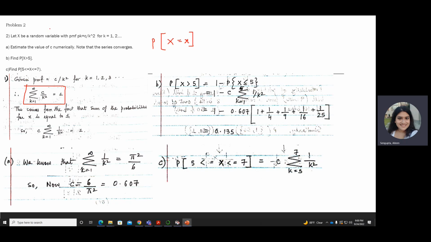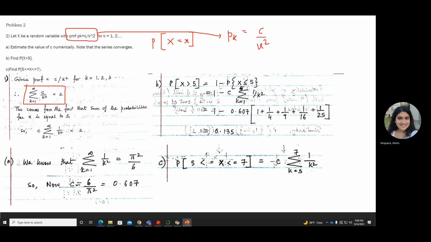What is the first problem though? The first problem is that PMF is given with some kind of distribution. So basically, what this means is P of K, okay? It's not PK, it's P of K, and it's given by C divided by K square. And again, K belongs to R, but I'm not going to write that, so it's fine. What we want to find out is the value of C numerically, okay?